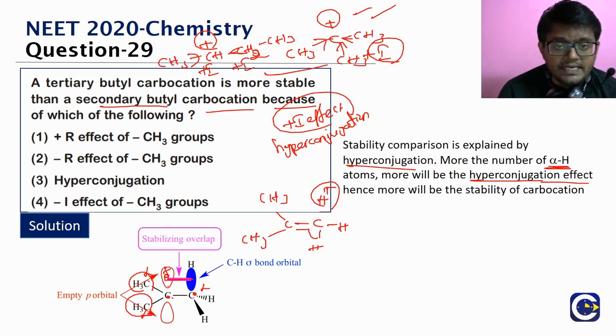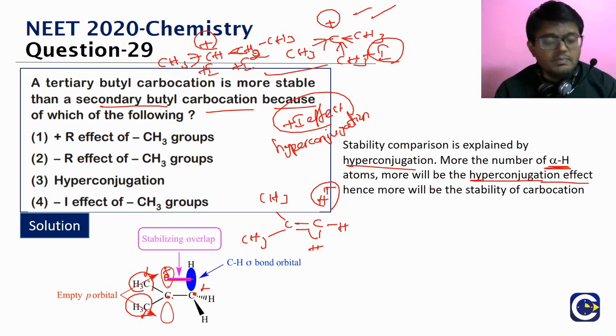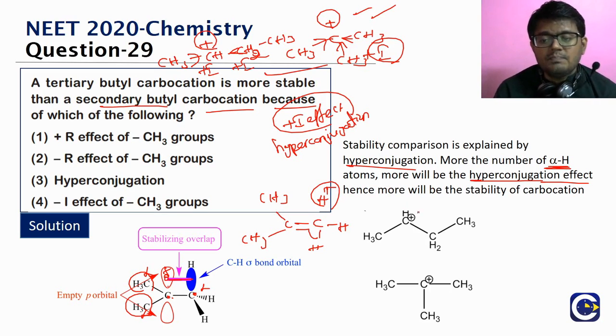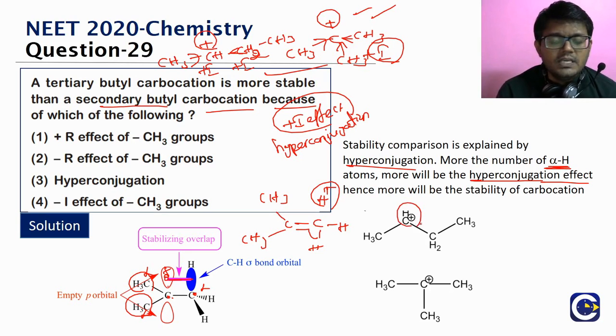Just like resonance, when we are able to draw more resonance structures, it means more delocalization of the charge and hence more stability. In the same way for hyperconjugation, the principle is: the more hyperconjugation structures we can draw, the more the stability. So if you look at the comparison, this is the secondary butyl carbocation. You can see this is an alpha carbon, this is an alpha carbon. Here we have 2 hydrogens, here we have 3. Totally, 5.